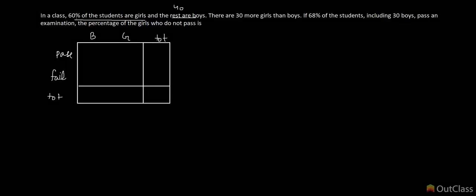So it is given that 60% are girls and 40% are boys. So that's girls and boys in the ratio 3:2. It's also given that there are 30 more girls. So that means there are 90 girls and 60 boys.